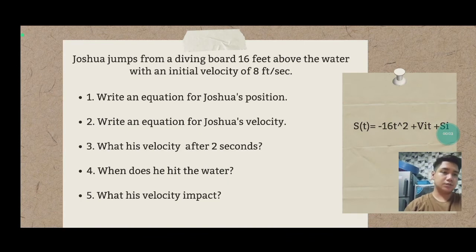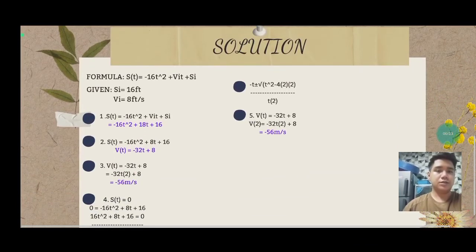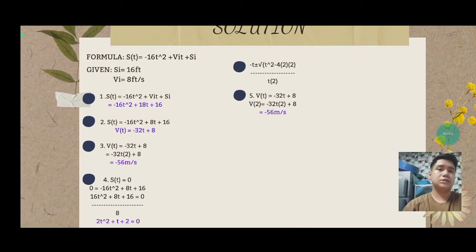So, napili ko po ang lesson ay yung pre-fall. Ito na yung question. Joshua jumped from a diving board 16 feet above the water with an initial velocity of 8 feet per second. So, ang unang gagawin natin is write an equation for Joshua's position. Ang formula na gagamitin natin is yung S(t) equals negative 16t squared plus v₀t plus s₀. So yung given natin is s₀, standard initial position, 16 feet, and v₀, initial velocity is 8 feet per second.